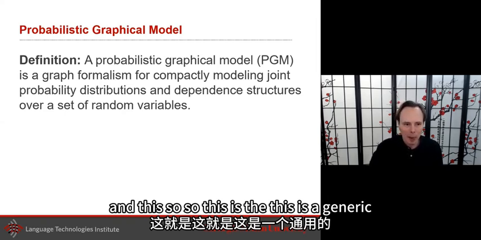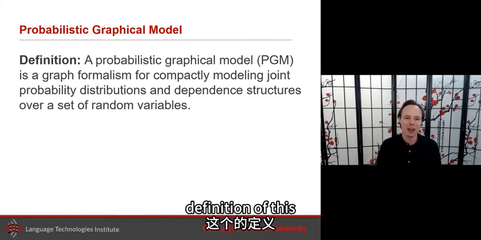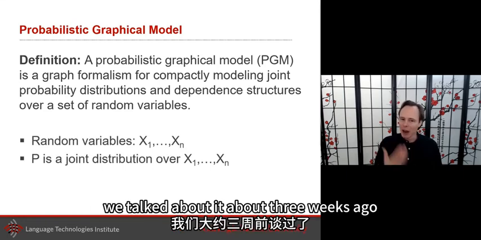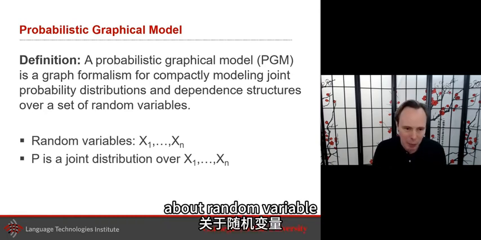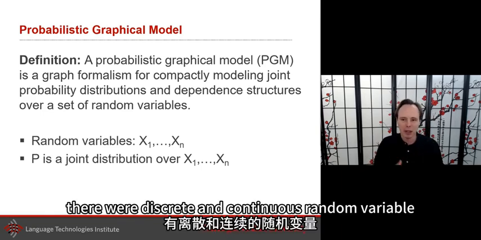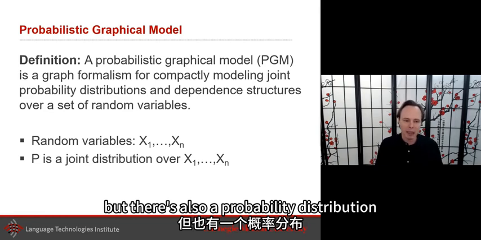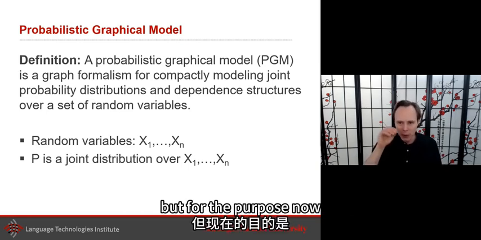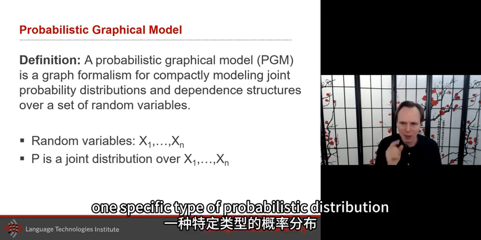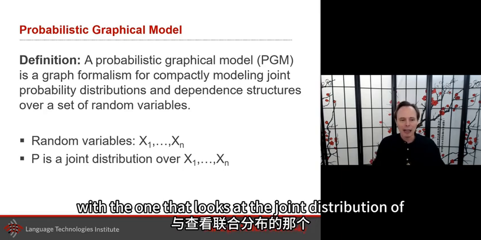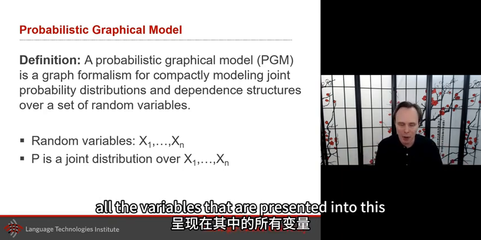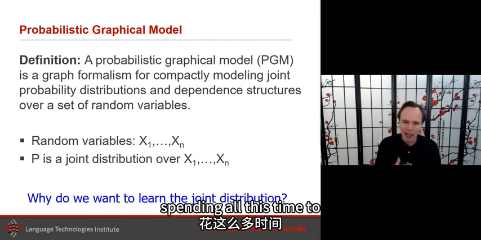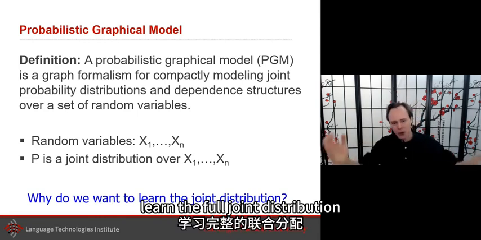This is a generic definition of this, but to start and go into more details, we talked about random variables about 3 weeks ago. You remember there were discrete and continuous random variables, but there's also a probability distribution defined over those random variables. But for the purpose now, I would like to focus on one specific type of probability distribution, the one that looks at the joint distribution of all the variables that are present in this.